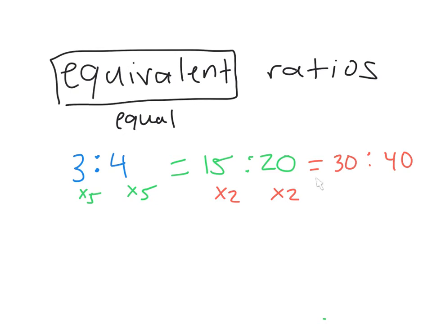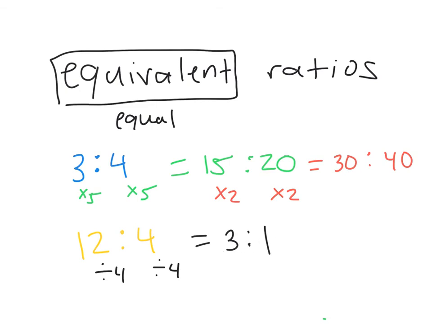Equivalent ratios don't always have to be multiplied. You can also divide. So if I had the ratio, let's say 12 to 4, I could divide each term by 4 to get an equivalent ratio. 12 divided by 4 is 3, and 4 divided by 4 is 1. So 12 to 4 is the equivalent ratio as 3 to 1.